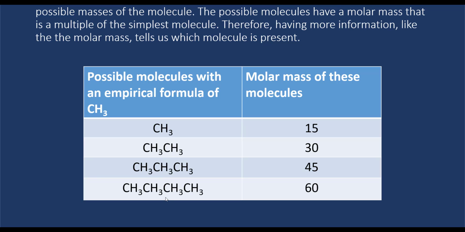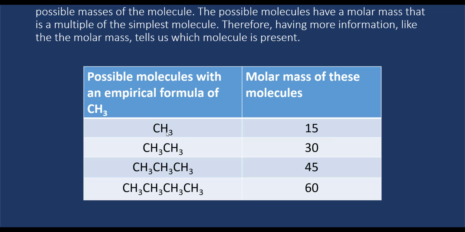I drew them with this kind of condensed structural formula so that you can see that each of these possible molecules that have an empirical formula of CH3 would be made up of these building blocks of CH3. That allows you to recognize, I hope visually, that whatever molecule we have, the mass of that molecule has to be some multiple of what the empirical formula represents, 15 in this case. So stare at that for a minute and see if it makes sense.